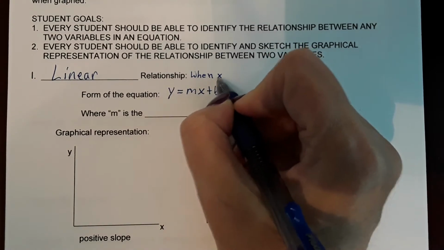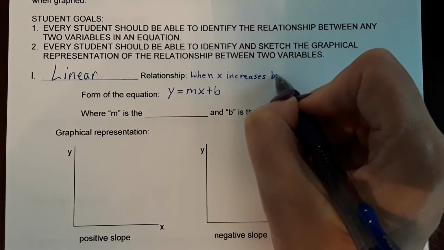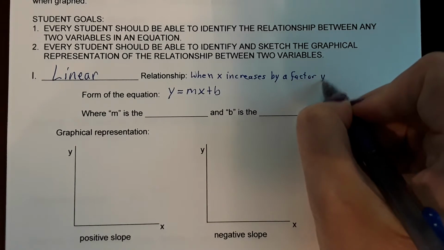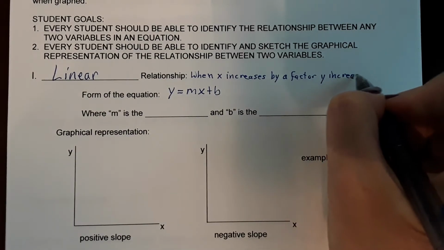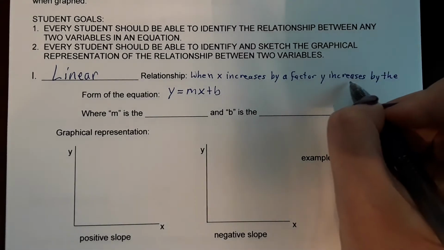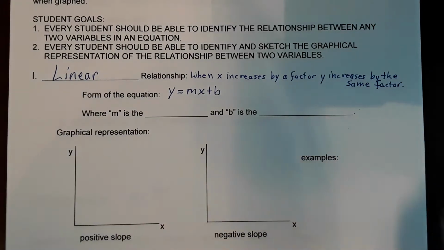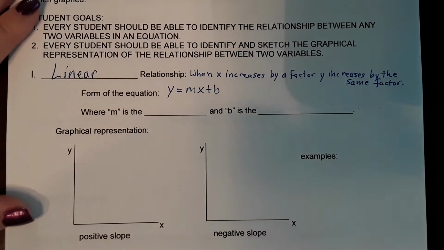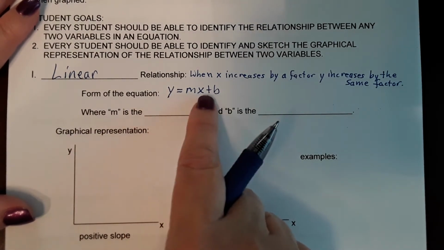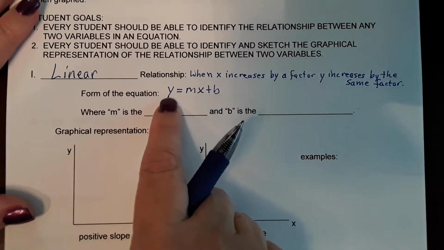When x increases by a factor, y increases by the same factor. Okay? So, in other words, if you double x, you're going to double y. If you triple x, you're going to triple y. If you split x in half, you split y in half.